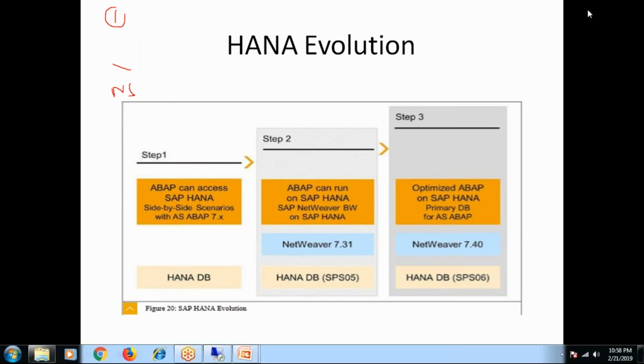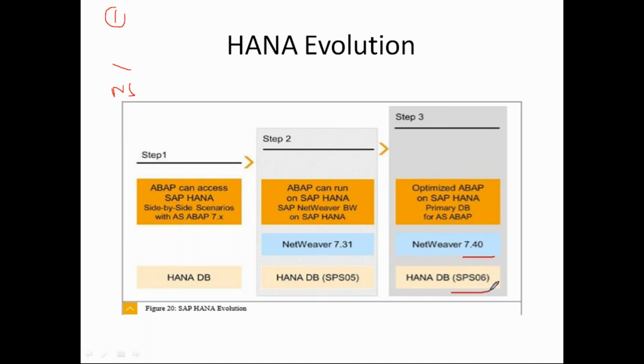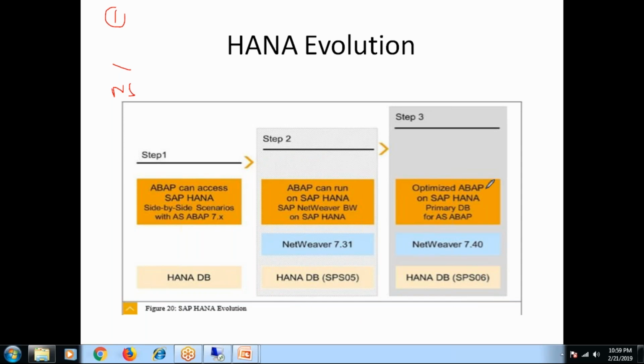Now the last case, the current case: 7.4, service pack 06 and above, optimized ABAP on HANA. Primary only, HANA is primary. These two cases are HANA is primary. So what happens here? This is very interesting.